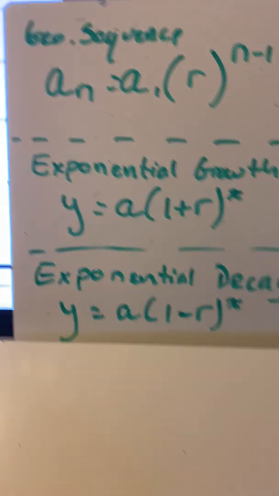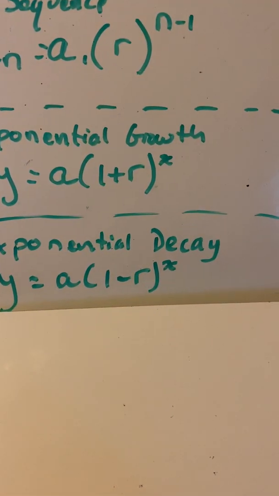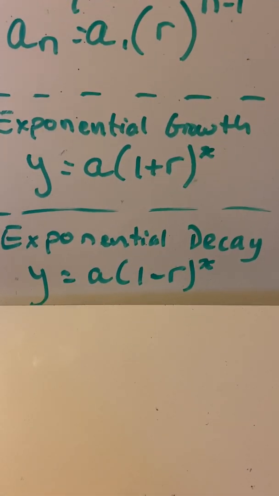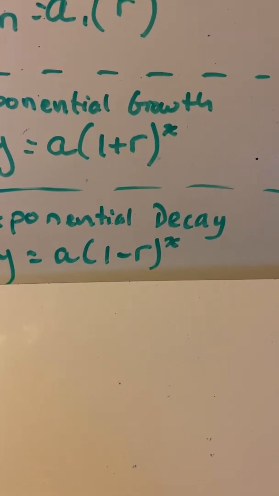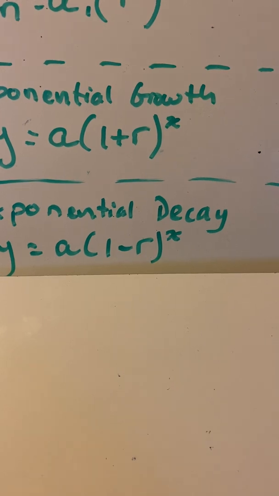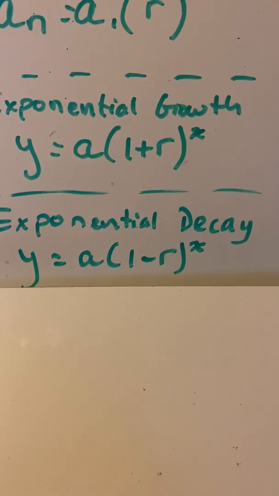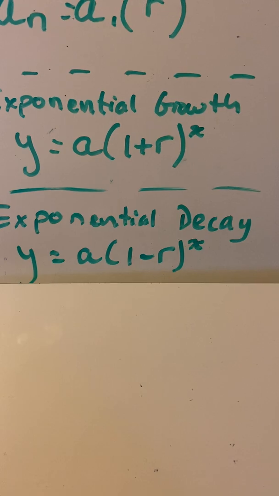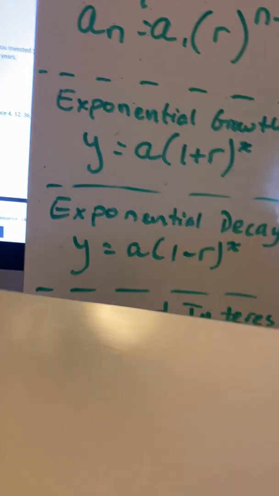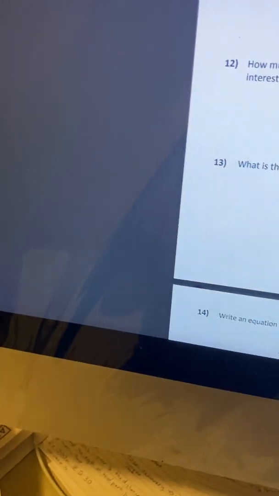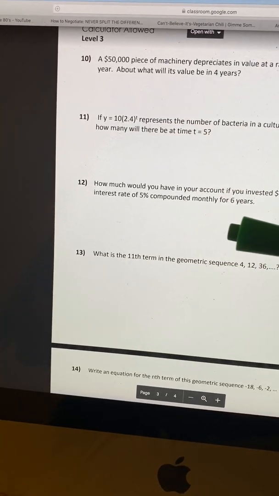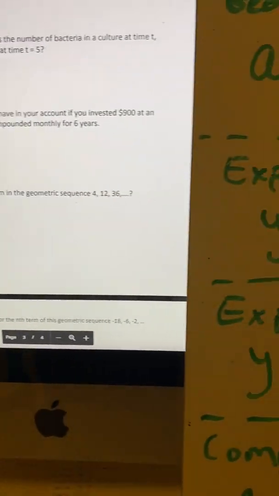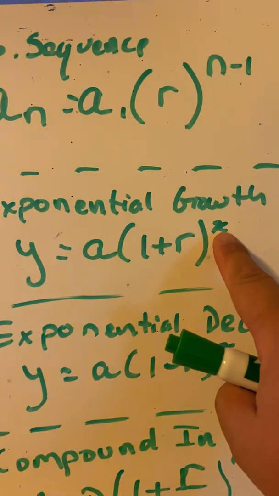If it's growing like the bacteria problem is, if it's getting more as time goes on, y is equal to a, which is your initial number, times the quantity of 1 plus r, that's your rate of growth, to the x, and x is the number of years or time that has gone by. So let's look at that bacteria problem that they give you and see if we can fill in what they got here. Okay, the bacteria time is 5. So obviously x would be 5.